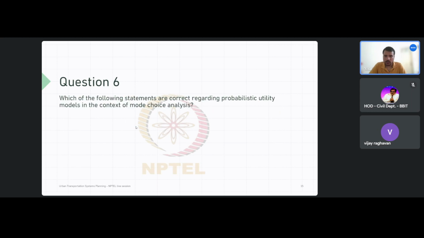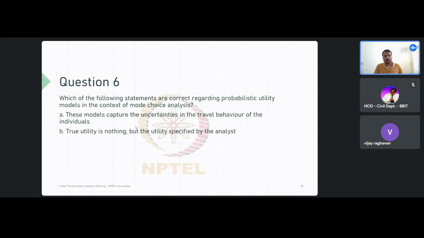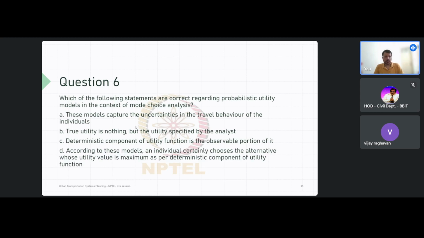Moving to question 6. Which of the following statements are correct regarding probabilistic utility models? In the context of mode choice analysis, these models capture the uncertainties in the travel behavior of the individuals. True utility is nothing but the utility specified by the analyst. The deterministic component of the utility function is the observable portion of it, and according to these models, an individual certainly chooses the alternative whose utility value is maximum as per the deterministic component of the utility function. So you can try it and let me know the answer.